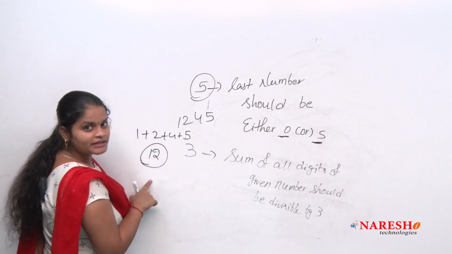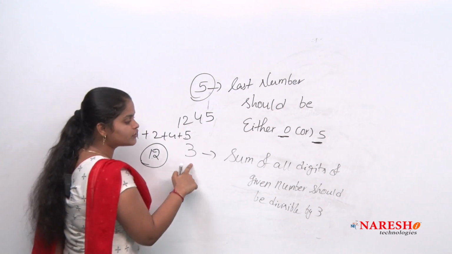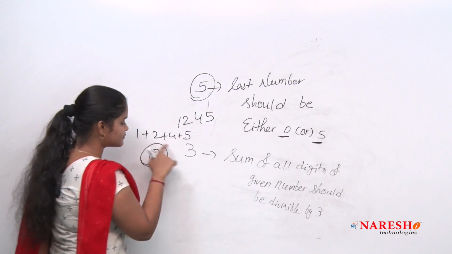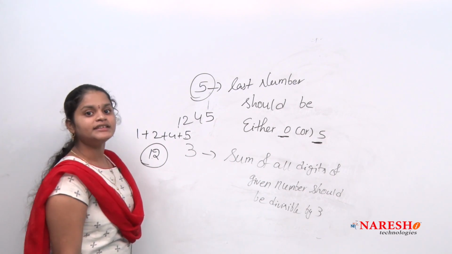Is 12 divisible by 3? Yes. So this number is divisible by 3. If I want to check for 3, I should add all the digits of the number. The sum should be divisible by 3. Then the number is divisible by 3.